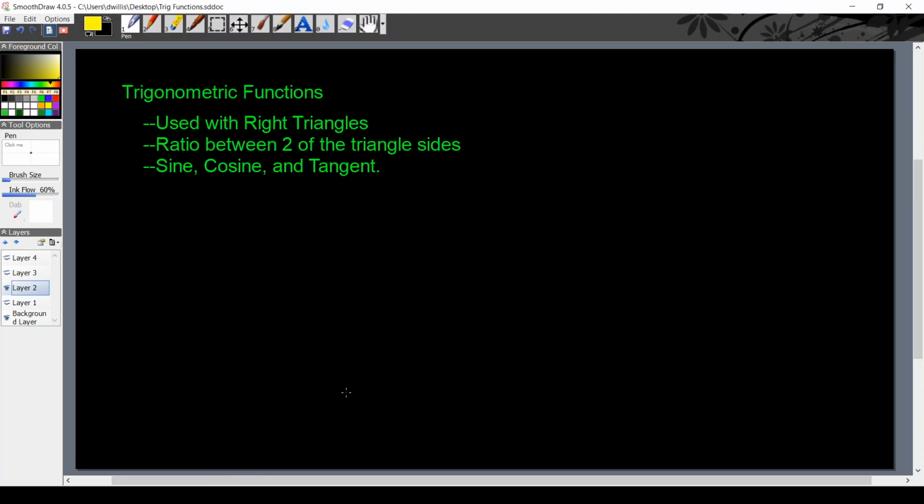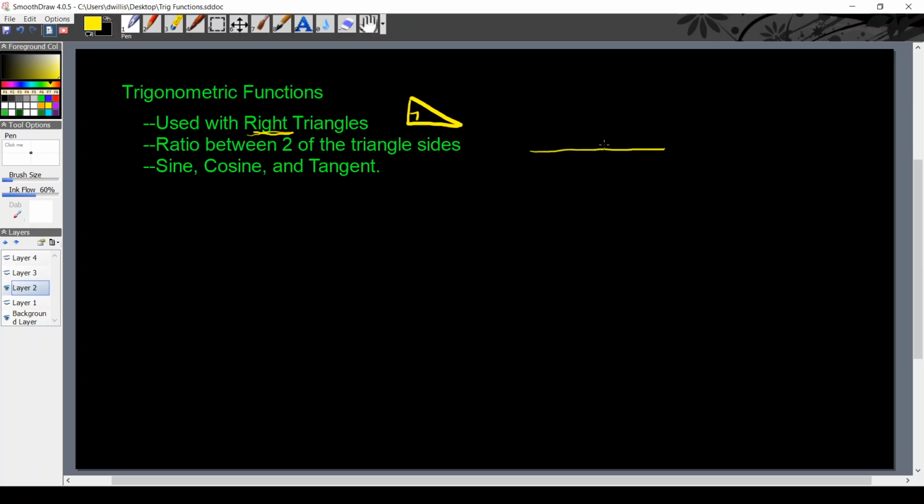I'm going to talk with you today about trigonometric functions, or trig functions. You may also hear them called trigonometric ratios. The basic trig functions that we are going to talk about today can only be used with right triangles. That means we are going to have a triangle that has a 90-degree angle in it somewhere. So we're definitely going to be working with right triangles, and just keep that in mind. A trig function is a ratio between two of the triangle sides.